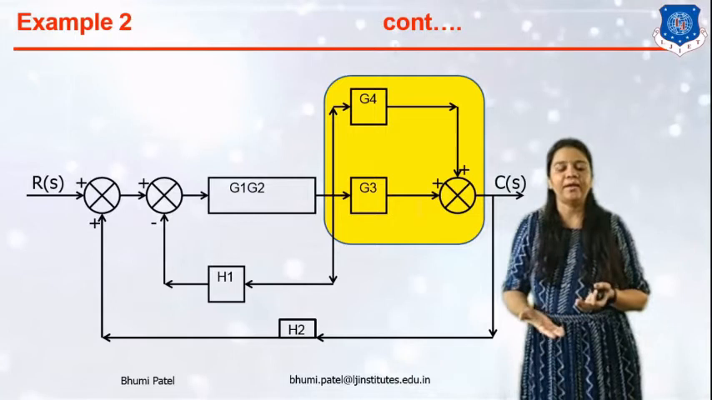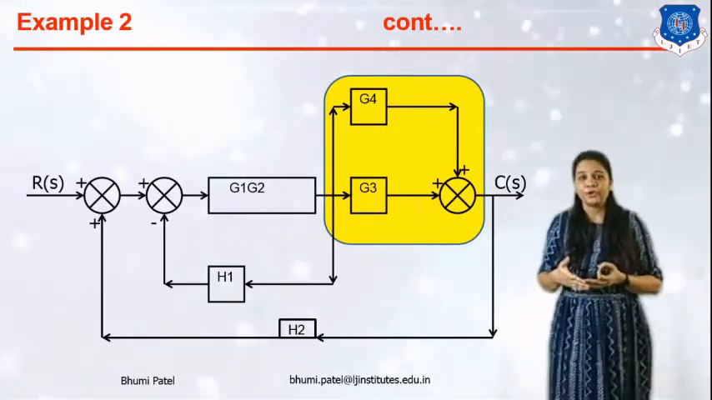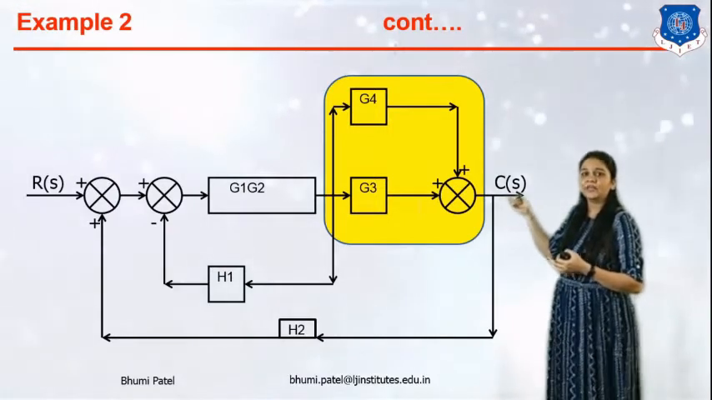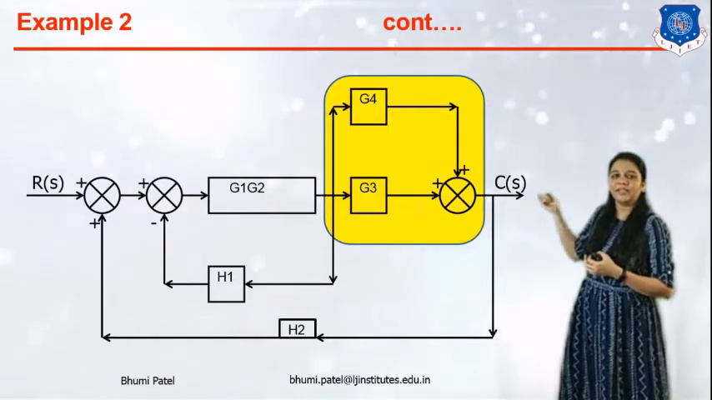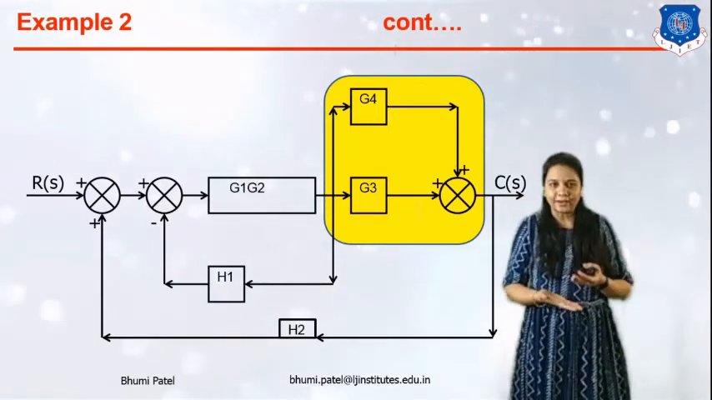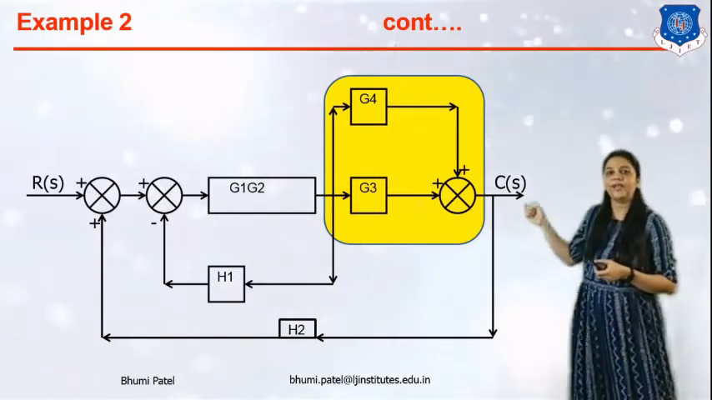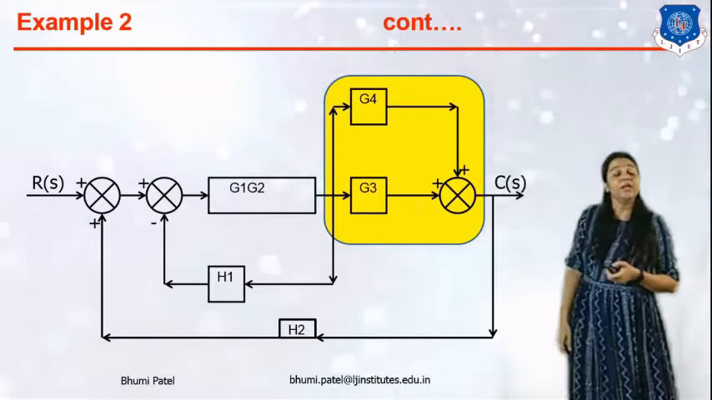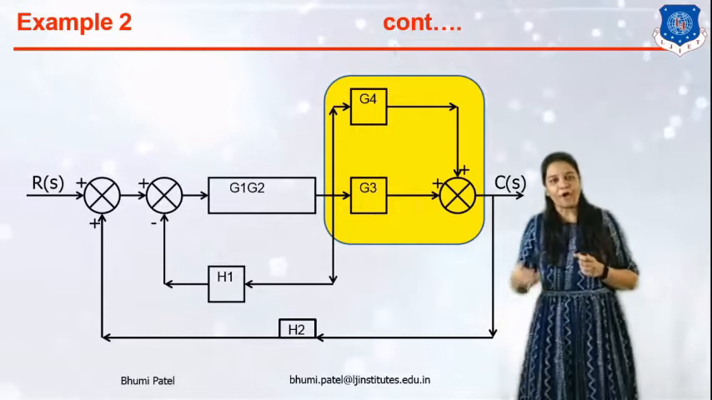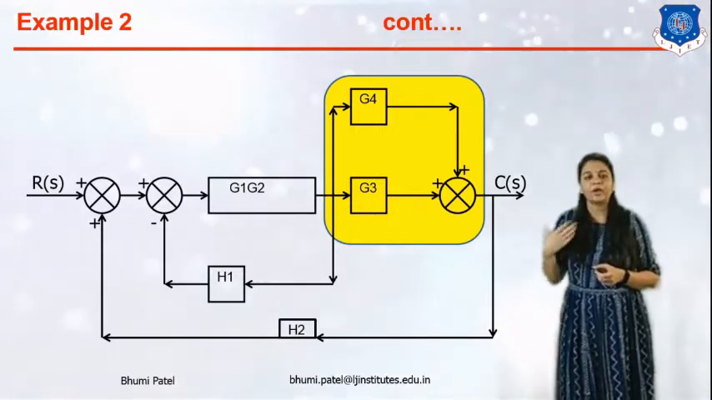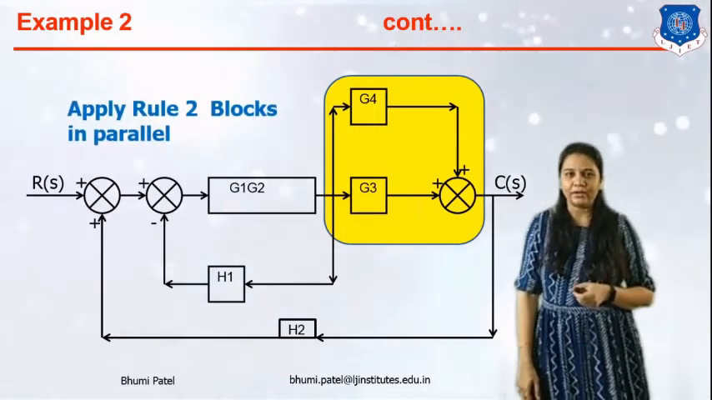Now how can we identify whether it is a parallel connection or a feedback loop? If all the arrows are coming to the summing point, meaning all the arrows are incoming to the summing point, that is the parallel of the system. If one arrow is outgoing from the summing point, it indicates the feedback loop of the system. So here for the G3 and G4 blocks we can apply rule number 2, block in parallel connection.